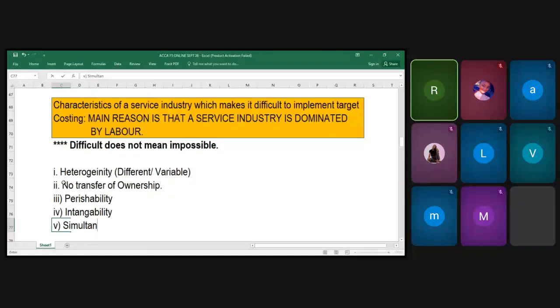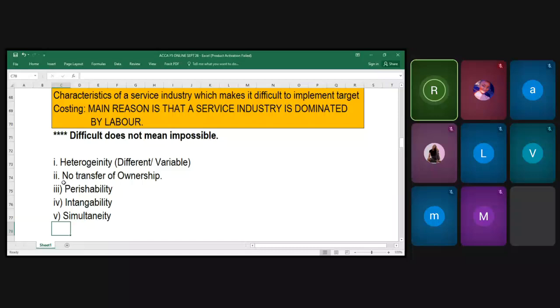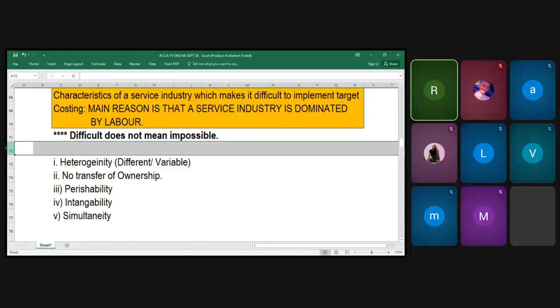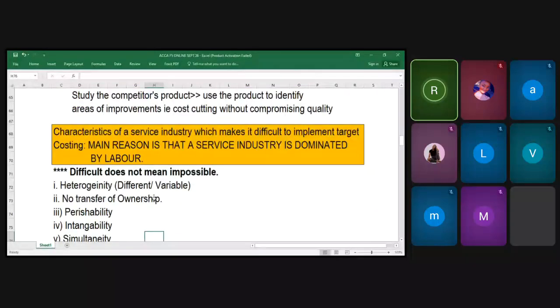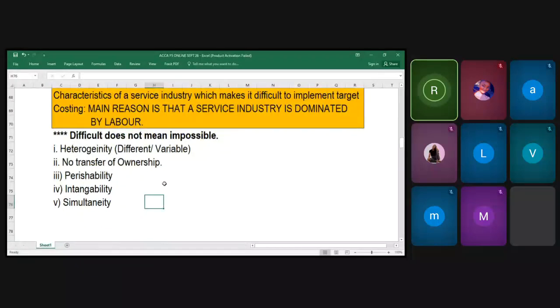And another thing is simultaneity. Simultaneity means the moment a service is being provided to you is the moment that you are consuming the service, which is different from a manufacturing company. You can manufacture your product, store them, and sell them one by one. But for a service, the customer needs to be there in order for you to provide that service. This is what we call target costing. It comes to an end of target costing.